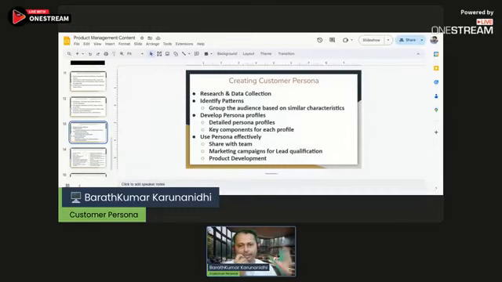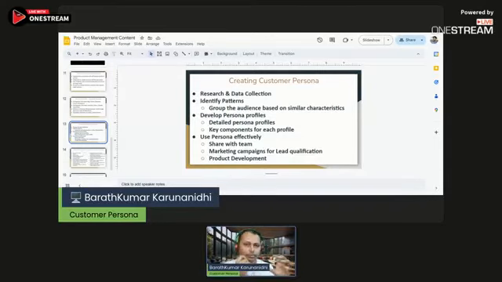So you capture all that information, which is going to be helpful for you to design the customer persona. You do the research, and you have the data collected and ready. Next is identifying patterns. Once you have all this data available with you, you start identifying the patterns.